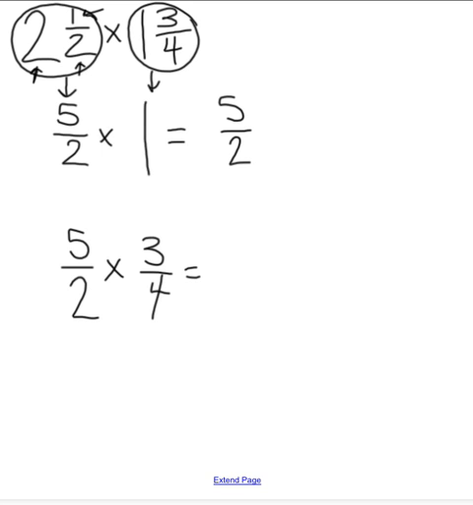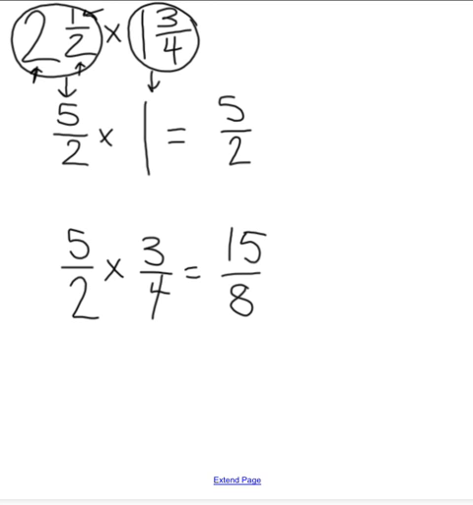And now when I multiply 2 fractions, unlike in an addition and a subtraction of fractions problem where I have to find a common denominator, in multiplication and division I do not. So in my denominator, I'm just going to multiply across 2 times 4, and my answer is 8. And I'm going to multiply my 2 numbers in my numerator, so 5 times 3, which is 15.